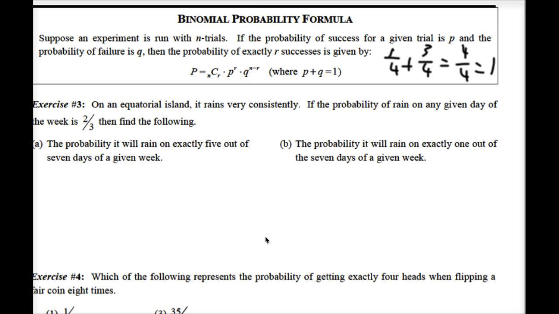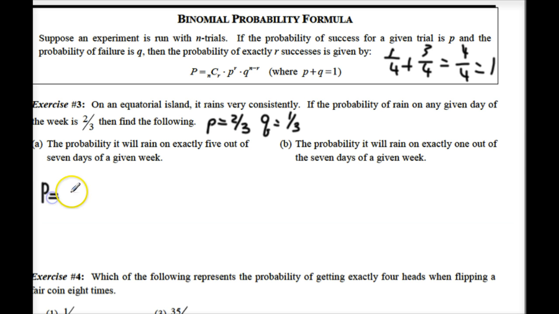Now, exercise 3. On an equatorial island, it rains very consistently. If the probability of rain on any given day this week is 2 over 3, then find the following. The probability it will rain on exactly 5 out of 7 days. So the first thing you want to do is, what is my P and what's my Q? This is the probability that it's going to rain, so my P is 2 over 3, and my Q is 1 over 3. Again, when I add these, I get 1. So let's go ahead and do the probability.